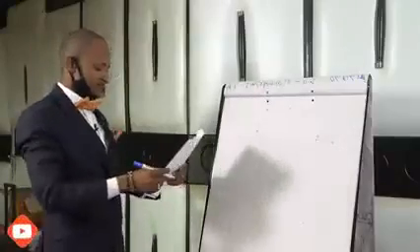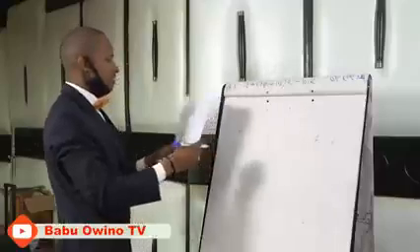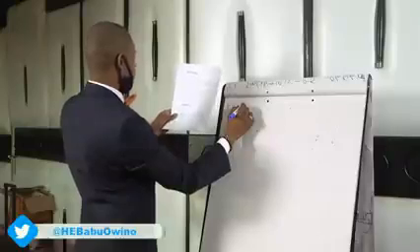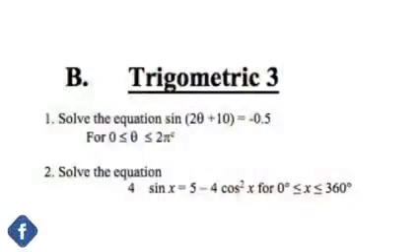to our next question. Still on trigonometry. Question number 4. We are told to solve the equation 4 sine x equals 5 minus 4 cos squared x. But we are told for angles between 0 degrees, x is greater than or equal to 0 degrees, and the same x is less than or equal to 360 degrees.